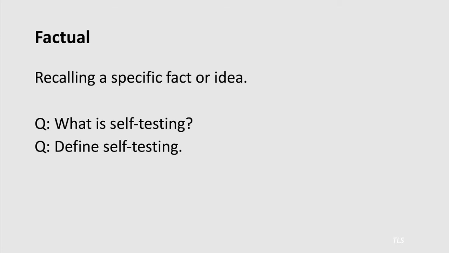Let's look at a few examples of questions that involve different types or complexity of thinking. Of course, these won't necessarily match the types of questions on your exams, but they can help you think about how to pose questions that address different types of thinking. First, the first question is a factual question. It involves recalling a specific fact or idea. Here are two examples. What is self-testing? And second, define self-testing. This is the kind of question you can answer by remembering a definition from class or from your reading.